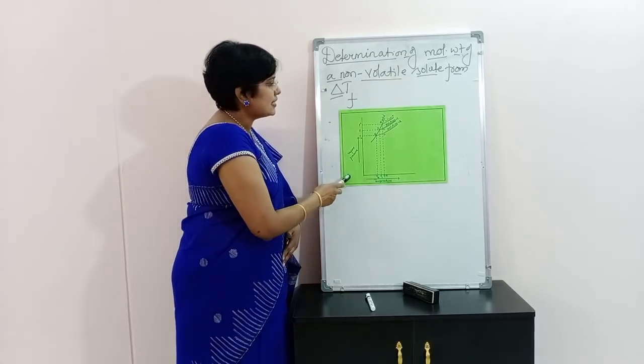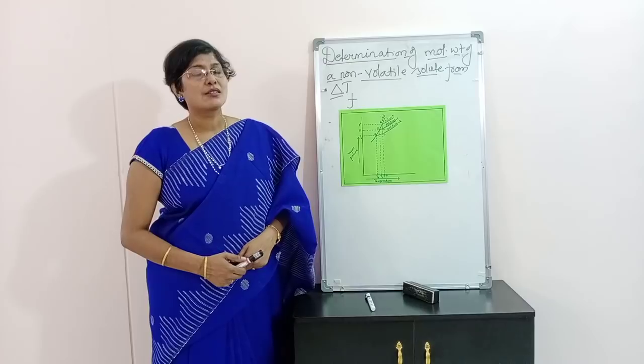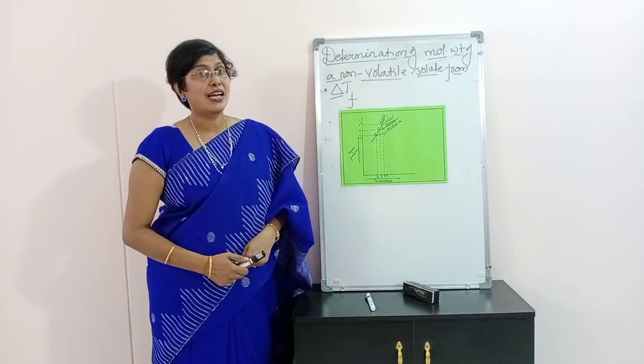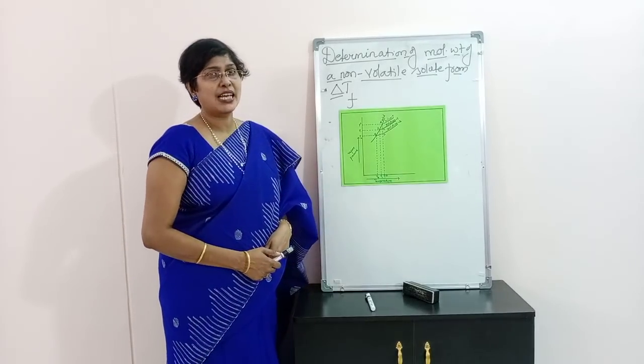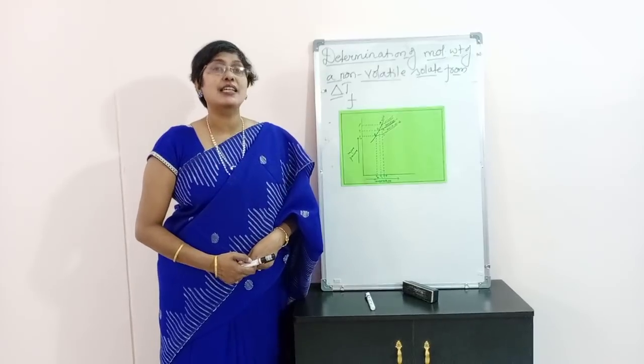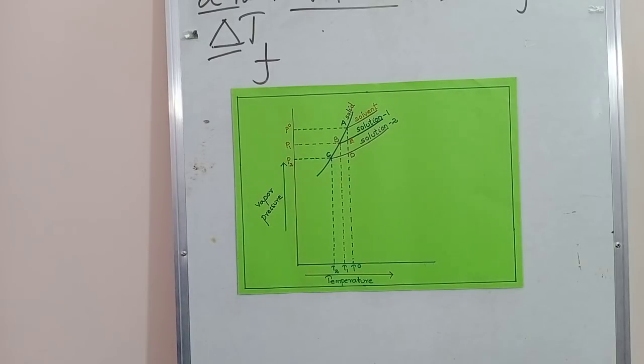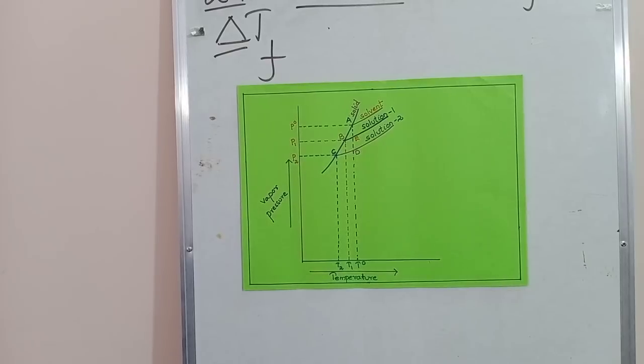So, this is the diagrammatic representation in order to learn molecular weight from delta TF, students. Take a pencil and scale, and within 1 or 2 minutes, you should complete the diagram. Carefully draw the diagram, because for the derivation, this graphical representation is very, very important. On x-axis, it's temperature. On y-axis, it is vapor pressure. That means the graph is plotted between vapor pressure and temperature. Draw the curves carefully, students.